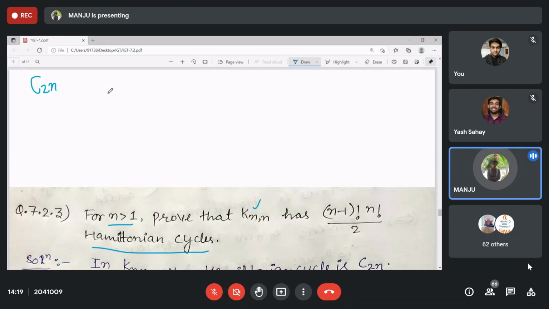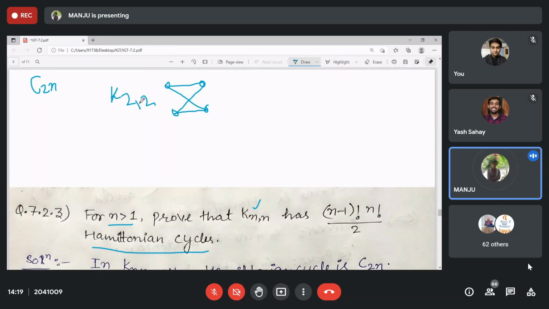Once one exists, it is a Hamiltonian graph. How many of these Hamiltonian cycles exist? You can start with K22. Just verify it. For K22, according to this result, it is (2 minus 1) factorial times 2 factorial divided by 2. There has to exist only one cycle, right?